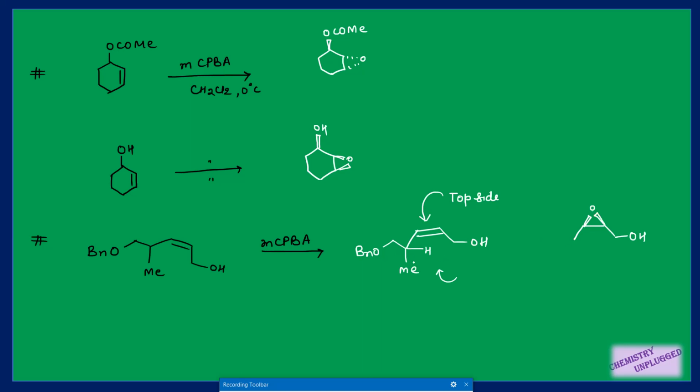So when this epoxide is, suppose, attaching on the top side and we denote it as above the plane, then this methyl is on the opposite side, right? So we will draw it below the plane, right?